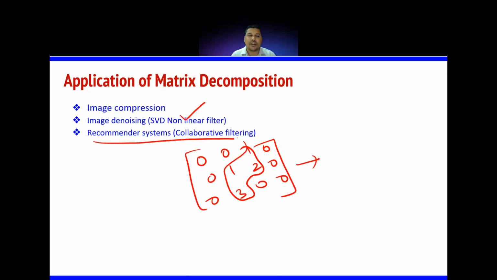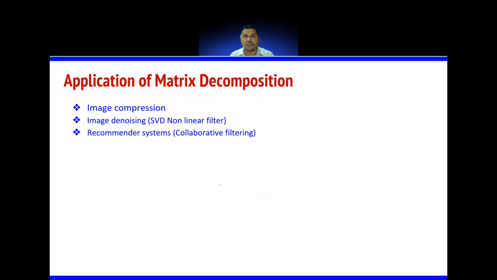Recommender systems: generally, we get a lot of recommendations. If you are searching for something, based on your previous search history, it shows you recommendations. There we use collaborative filtering, which is an important technique in machine learning. It uses SVD, singular value decomposition, in its algorithm. So these three things are major applications, but it is very clear that matrix decompositions have wide applications in machine learning and deep learning algorithms.